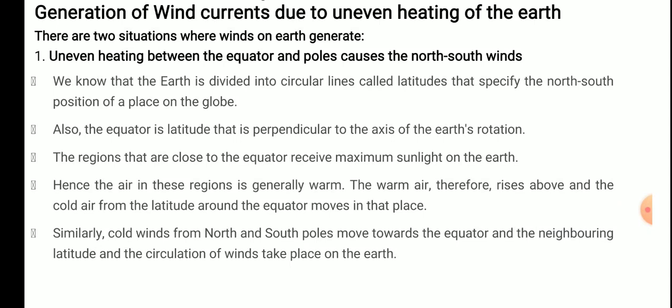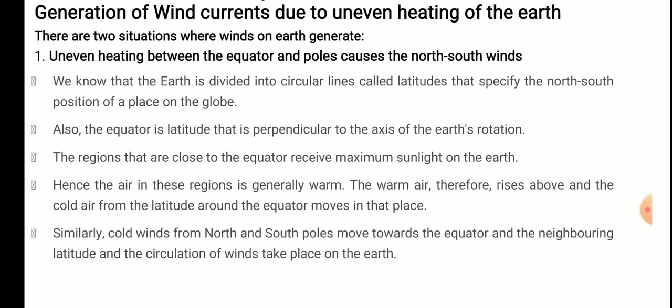We know that the earth is divided into circular lines called latitudes that specify the north-south position of a place on the globe. You might have seen the globe. On that globe, circular lines are there that represent the latitudes. You know the two types of lines, latitudes and longitudes.